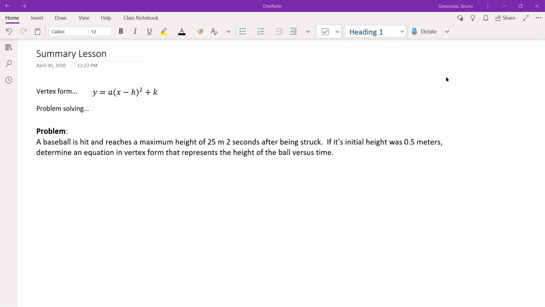All right, we're going to take a quick look at the summary lesson of vertex form, solving a problem, and coming up with its equation that's necessary, as well as looking at transformations.